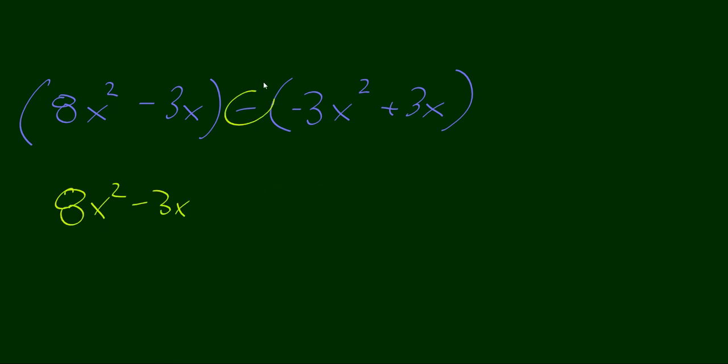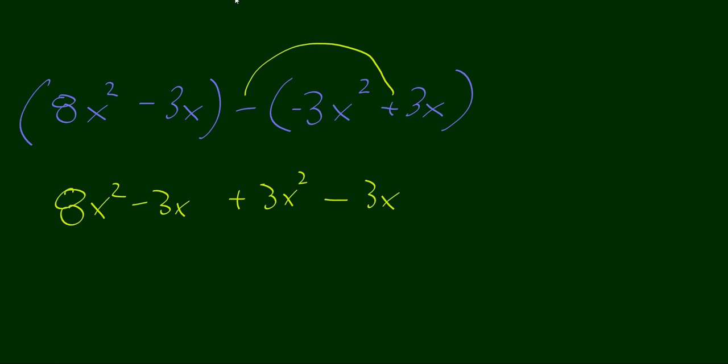Next, I'm going to take a look at this negative sign and I'll distribute it to everything inside the bracket so I can stop worrying about it. It bothers me that it's there. I would like to make it disappear. So negative times negative is positive, and there's just 3x squared. And negative times positive is negative, and there's a 3x.